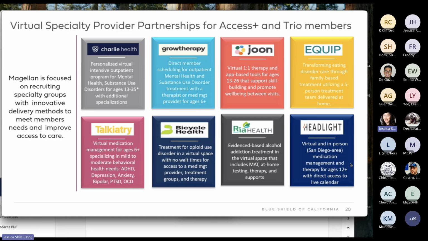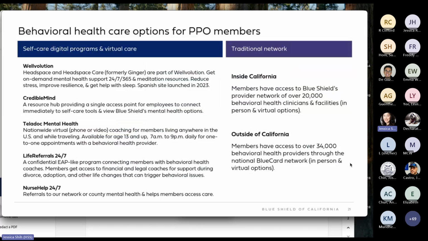PPO members have behavioral healthcare options such as self-care digital programs and virtual care, which are Wellvolution, Credible Mind, Teladoc Mental Health, Life Referrals 24/7, and Nurse Help 24/7. They also offer the traditional network. Inside of California, members have access to Blue Shield's provider network of over 20,000 behavioral health clinicians and facilities. In-person and virtual options apply. And outside of California, members have access to over 34,000 behavioral health providers through the National Blue Card Network for in-person or virtual care options as well.